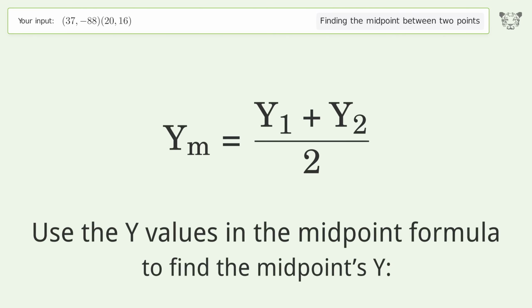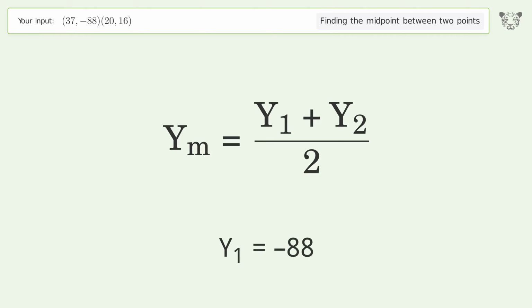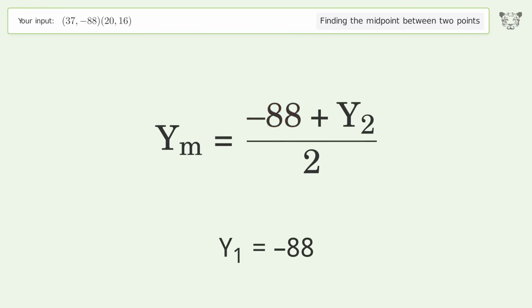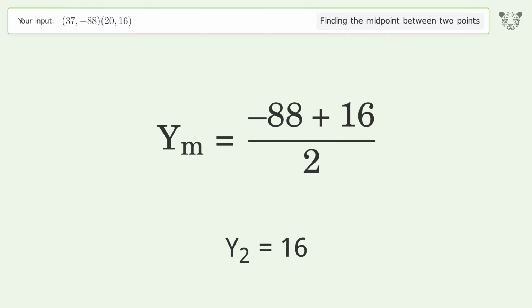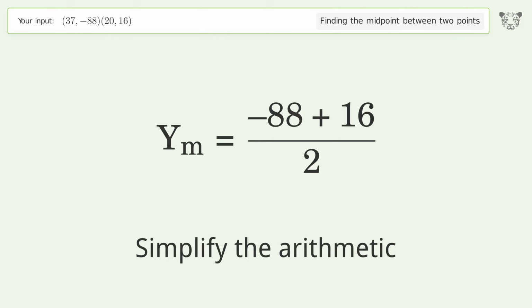Use the y values in the midpoint formula to find the midpoints y. y1 equals negative 88. y2 equals 16. Simplify the arithmetic.